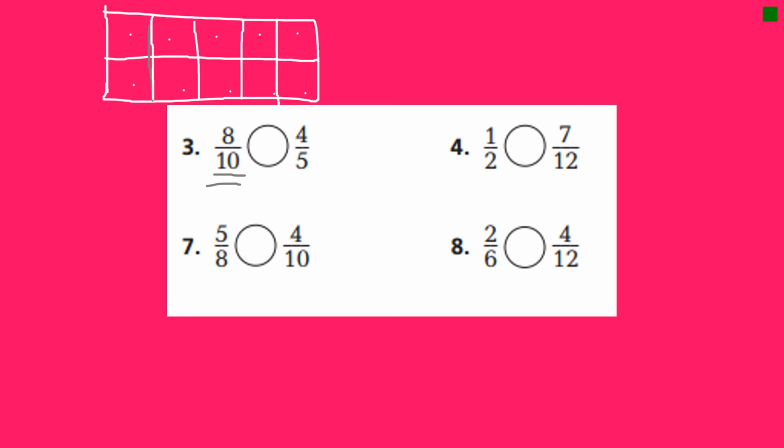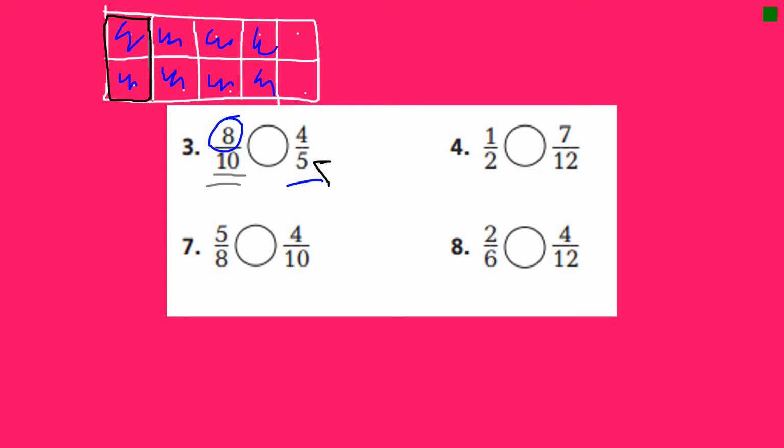Yep. So how many parts do I have to shade? I have to shade 8. 1, 2, 3, 4, 5, 6, 7, 8. Okay? So we're comparing that to 4/5. Now, fifths, well, that's half of 10, isn't it? So I have to make half as many pieces in this thing.